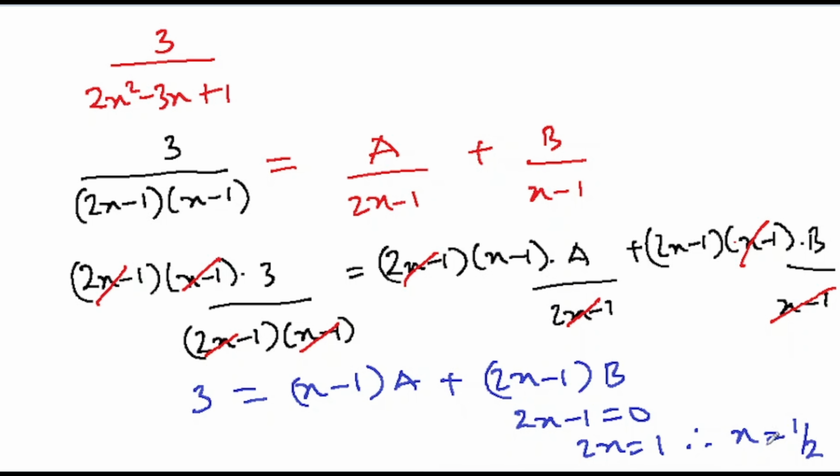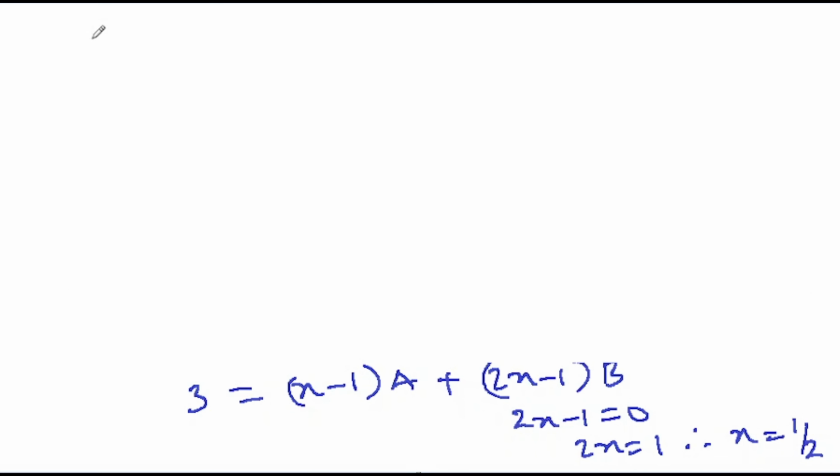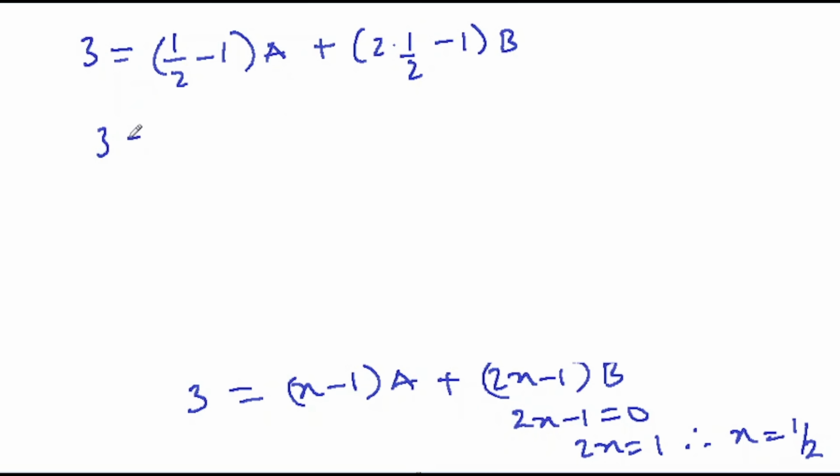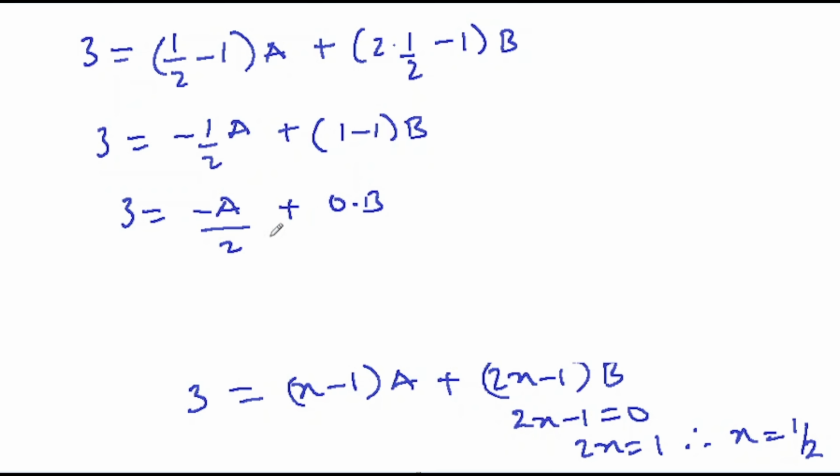So we're going to substitute x equals half into 3 equals (x minus 1)A plus (2x minus 1)B. We have 3 equals, in place of x, (half minus 1) times A plus (2 times half minus 1) times B. Half minus 1 gives us negative half times A, plus 2 times half gives us 1, minus 1 times B. So we have 3 equals negative A divided by 2. 1 minus 1 is 0, times B, which is 0. So we have 3 equals negative A divided by 2.